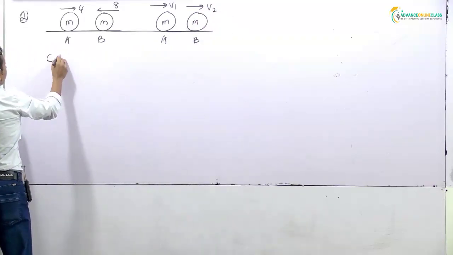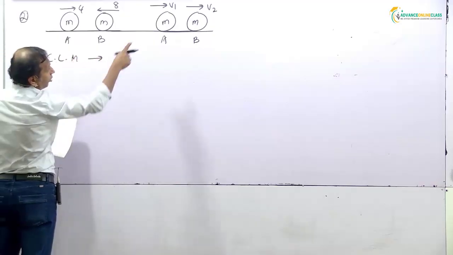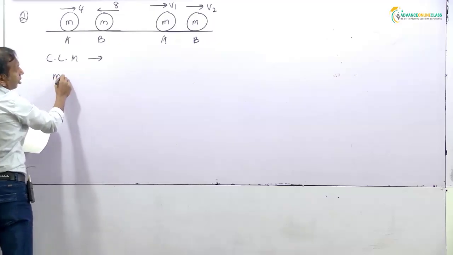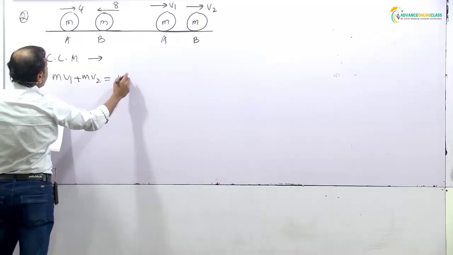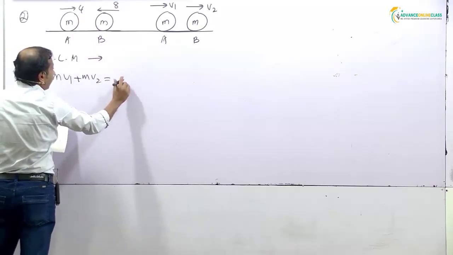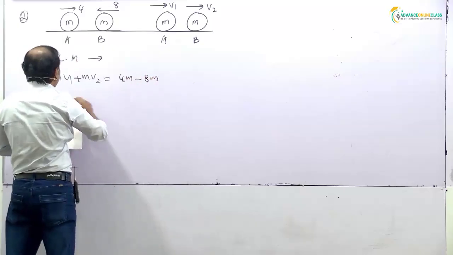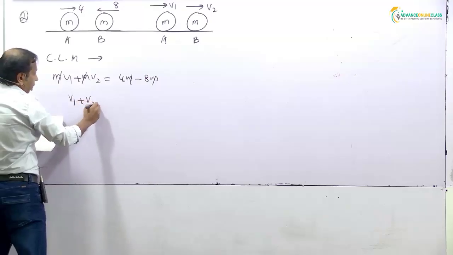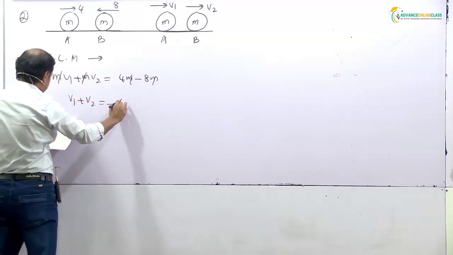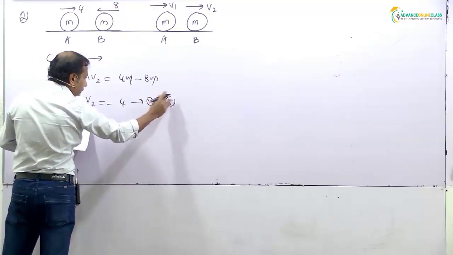I can apply conservation of linear momentum rightward. After impact, the total momentum is MV1 plus MV2, equal to M into 4 minus 8M. M you can cancel down. V1 plus V2 is equal to minus 4. Number 1, 5 marks.